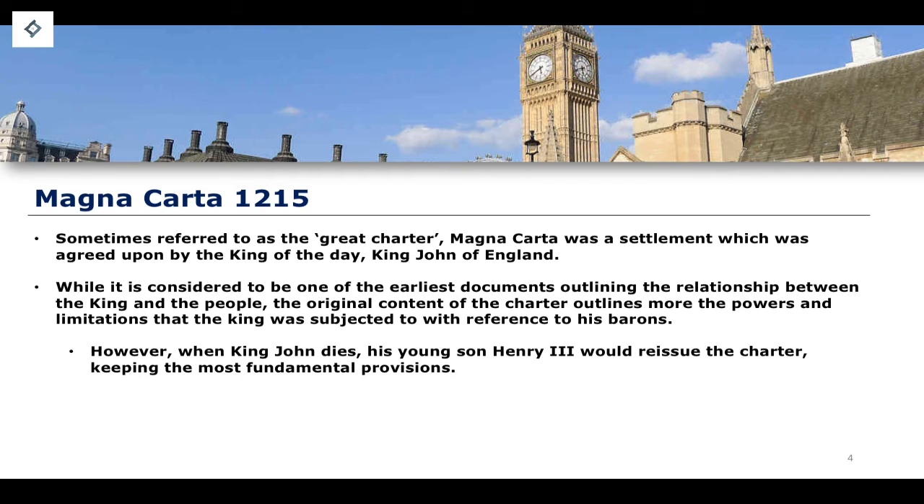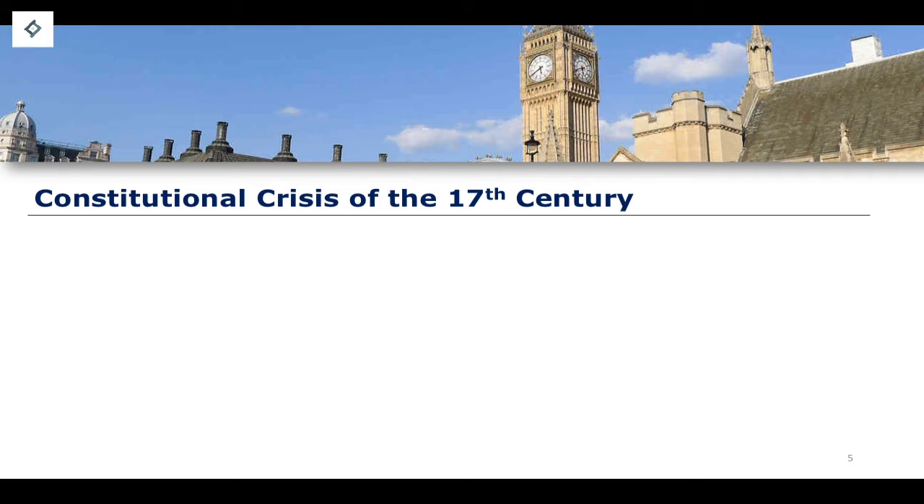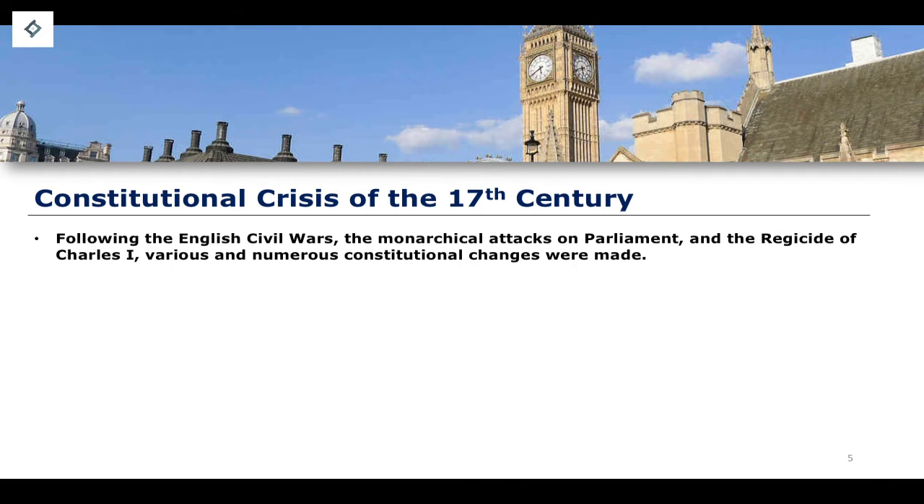So things like the US Declaration of Independence, the US Constitution is somewhat influenced by Magna Carta. The ways in which the French Revolution operated within the 1700s also is somewhat influenced by the Magna Carta, as well as a number of Enlightenment ideas as well. Now, skipping ahead quite significantly, we're going to make a major jump from the 1200s to the 1600s when we talk about the major constitutional crisis which takes place in the 17th century.